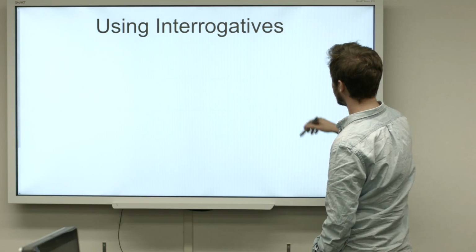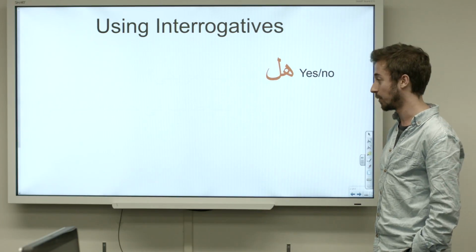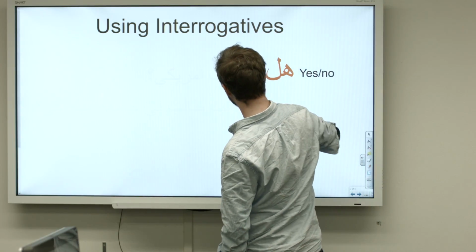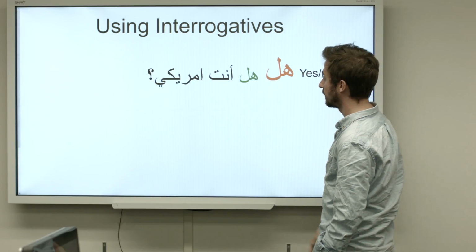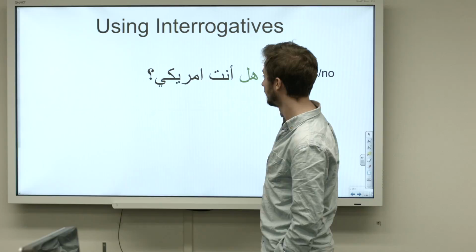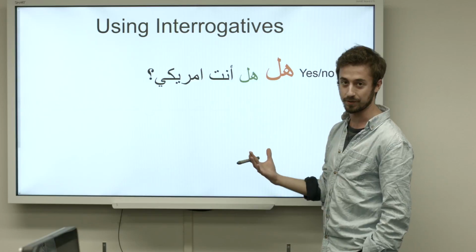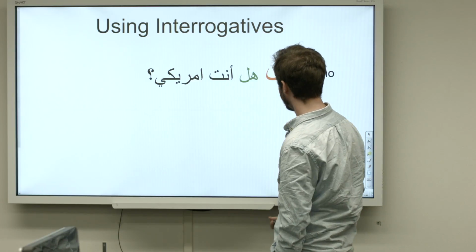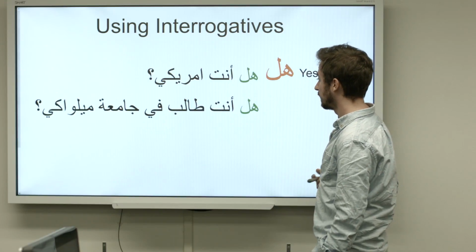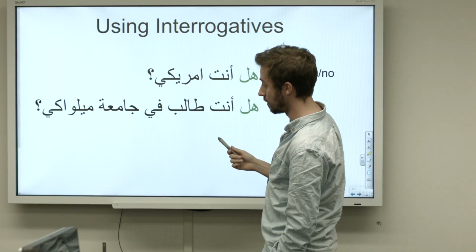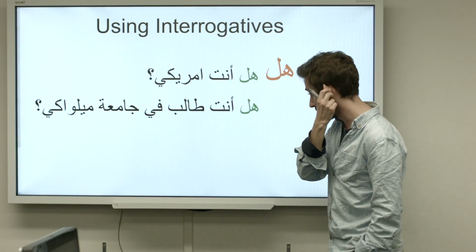Okay, so starting with hal, which again is used to introduce yes or no questions, we can look at one example. So, hal anta Ameriki? Just anta Ameriki means you are American. If you put the hal in front of it, it means are you American? And it's a yes or no question. Naam or la, right? Another example, hal anta talib fi Jamiat Milwaukee? Without the hal there, it just means you are a student at the University of Milwaukee. Put the hal in front of it, it turns it into a question.